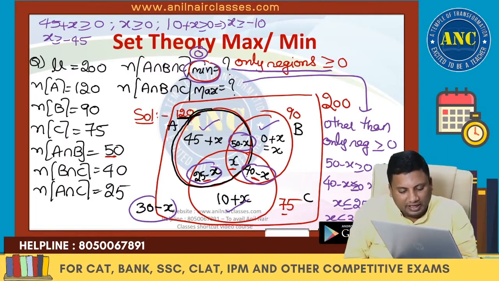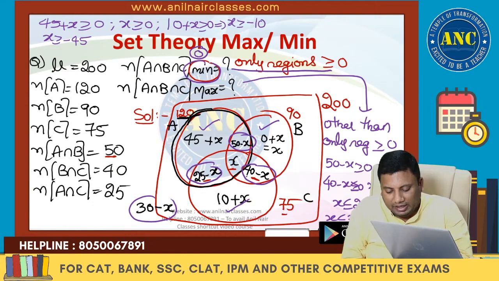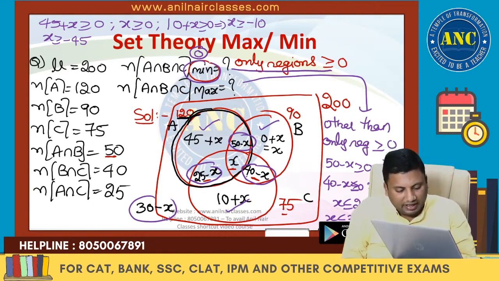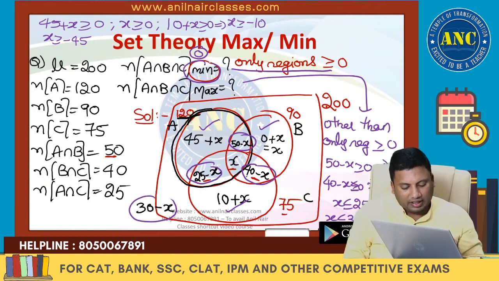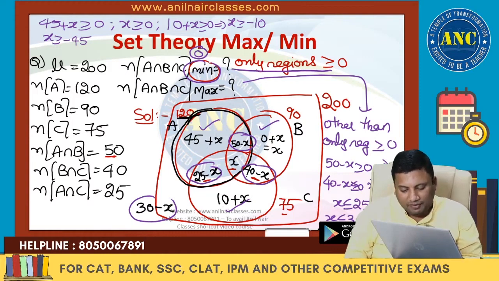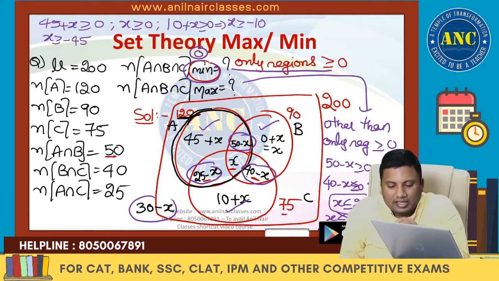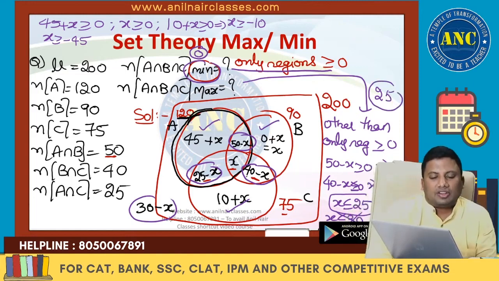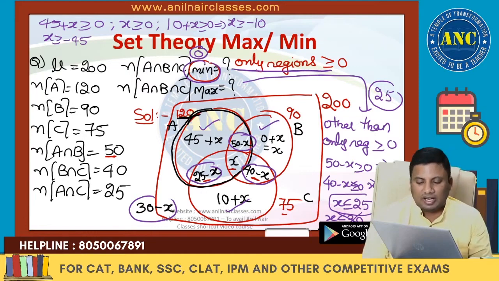If I take 50, 40 minus 50, I will get a negative value. No. If I take 40, 30 minus 40 is a negative value. If I take X less than or equivalent to 25, it is positive, positive, positive, 25 minus 25, and 25 minus 30 will be there. So what is the maximum value? Maximum value is nothing but 25. I hope the idea is clear.